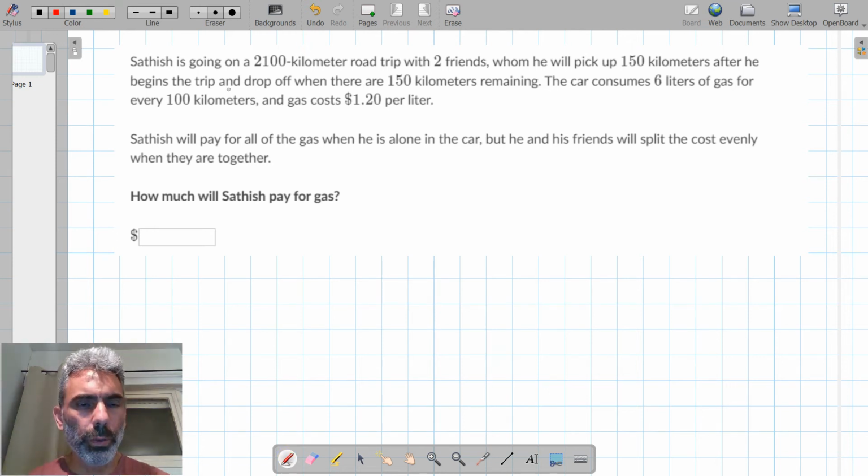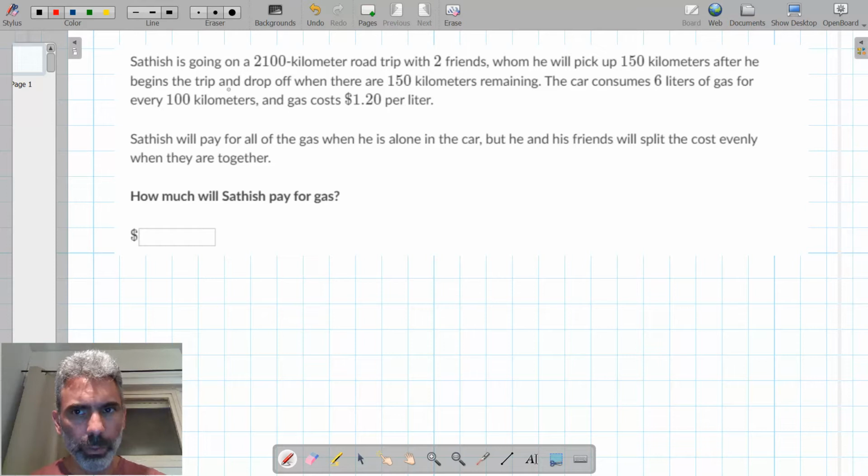Satish is going on a 2100-kilometer road trip with two friends, whom he will pick up 150 kilometers after he begins the trip and drop off when there are 150 kilometers remaining.